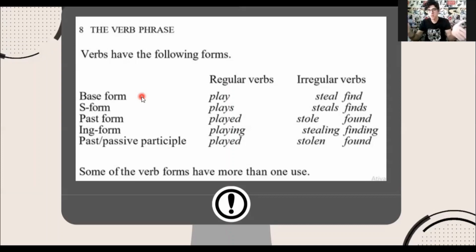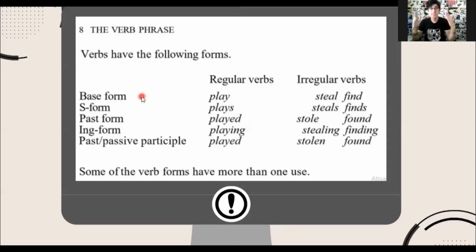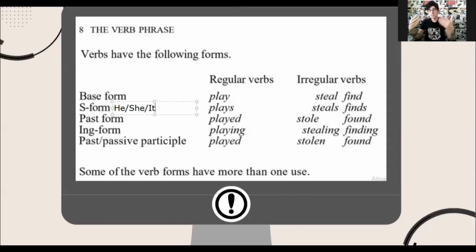You use this verb in those kinds of structures that we are going to see on the next board, okay? The S form, or as we know, the third person singular form. What are the third person singular? We have three persons: he, she, it. So for those three persons of the singular, I'm going to add an S.